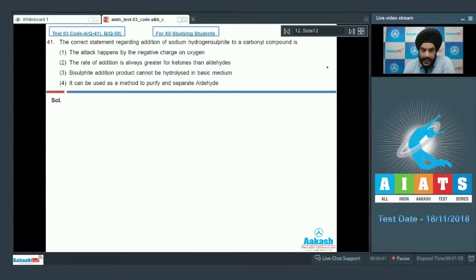Question number 41. The correct statement regarding addition of sodium hydrogen sulfite to a carbonyl compound is. So we know that sodium hydrogen sulfite is NaHSO3. The first option: attack happens by negative charge on oxygen. If you look at the structure of HSO3 minus, we have this structure. So if we compare the negative charge over oxygen, which is delocalized, and the lone pairs over sulfur, which are generally more nucleophilic in nature, the attack happens via the lone pairs over sulfur. So statement 1 is incorrect.